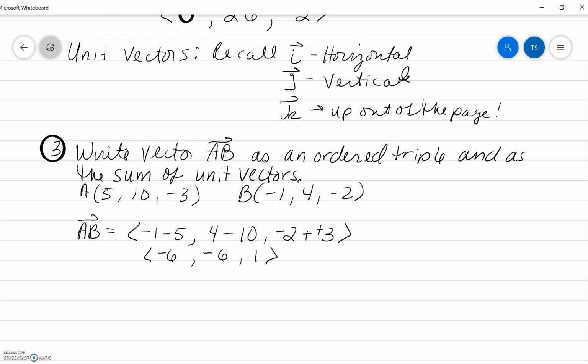Once you have that, to make it a sum of unit vectors, it's pretty simple. Vector AB is going to be -6 times the horizontal vector, which is vector I, plus -6 times the vertical vector, which is vector J, plus the up out of the page vector, which is vector K. 1 times that, so I'm not going to write the 1. Let's pretty it up a little bit. -6I minus 6J plus K. There you go.